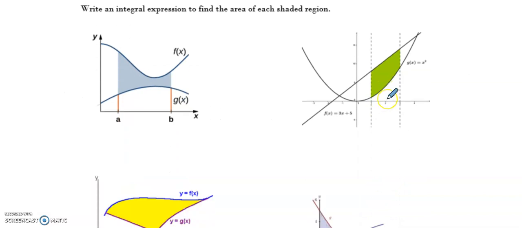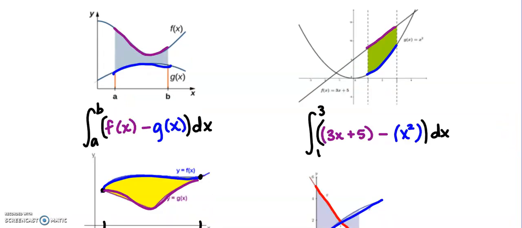All right, so I'm going to have you pause the video and try to write the integral expression to find the area of each shaded region. So I'm going to say again, it helps to think about top minus bottom, top minus bottom. So go ahead and pause your video. See if you can write the integral expression for each one of these. Pause now. All right, let's check them out.